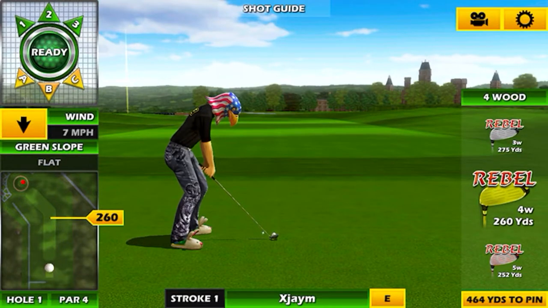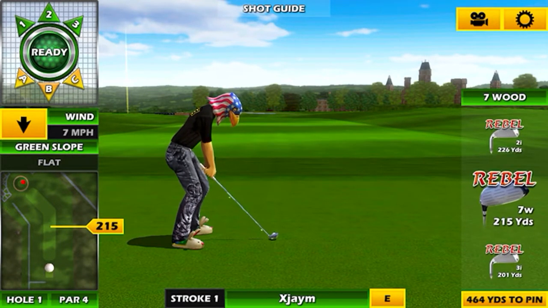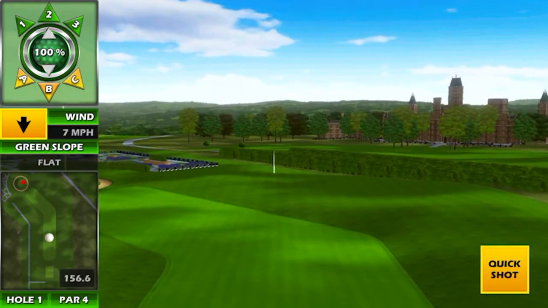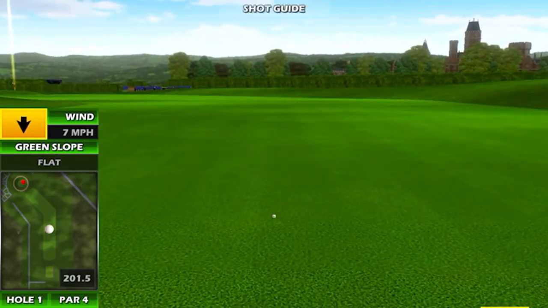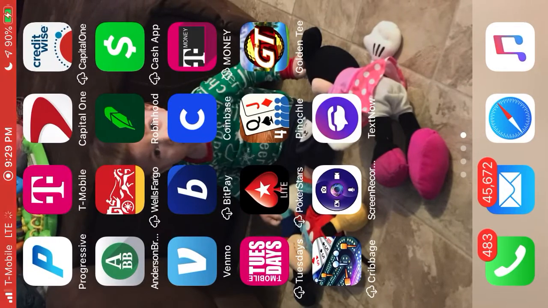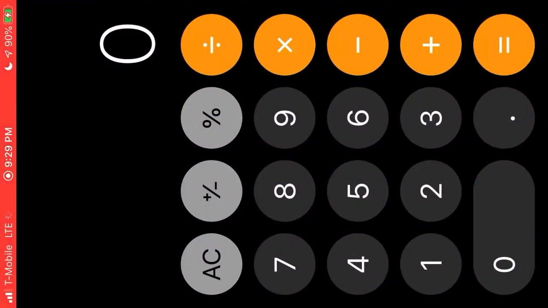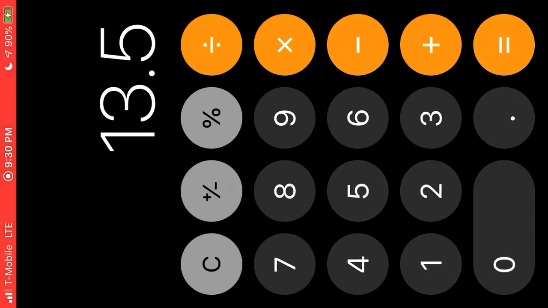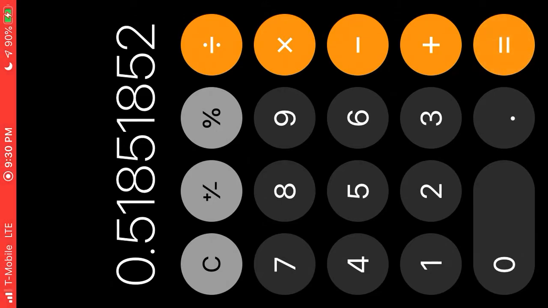let's go down to the 7-wood. It goes 215. We're going to say it goes 215. And now we get 201.5. So we go back to our calculator, do 215 minus 201.5, 13.5. I think it would actually be like 216, so we're going to say 14.5. Or no, it is 13.5. So we'll take the 7 and divide it by 13.5. And we're going to get a different number.